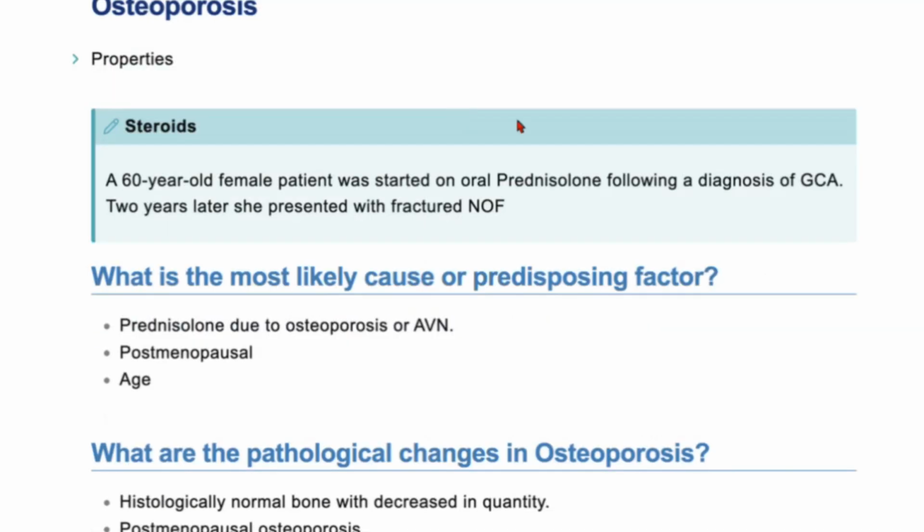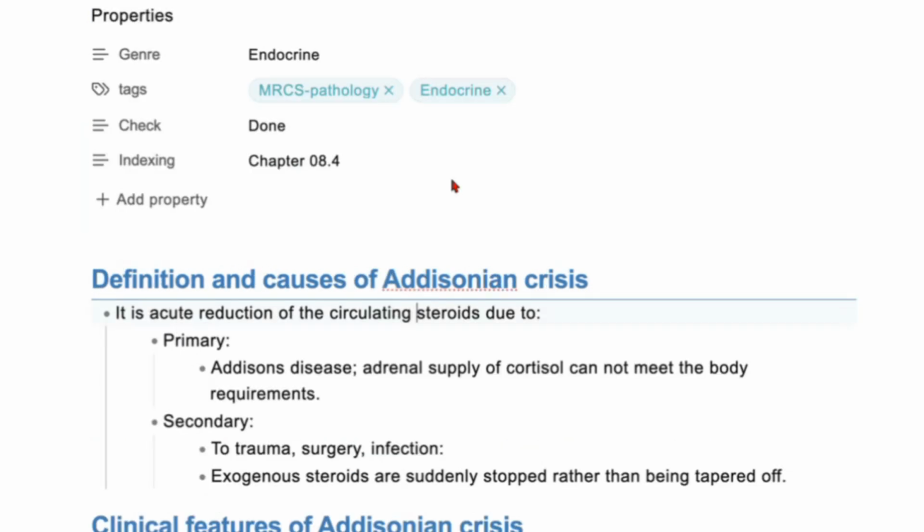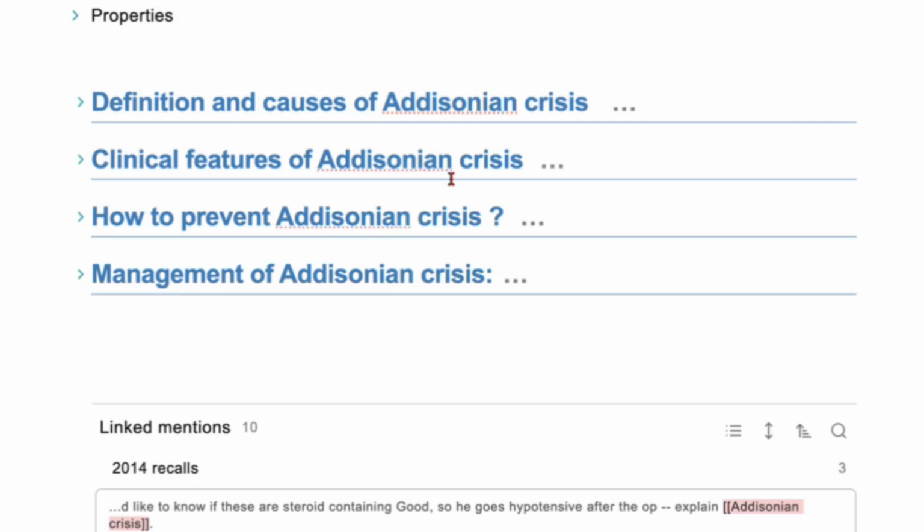All right, that's fine. So like I said, steroids can be linked to osteoporosis, and can be linked to Addisonian crisis, which we're going to talk about now. What's your definition of Addisonian crisis? Addisonian crisis can be defined as a reduction in the circulating steroids. The primary is due to Addison's disease, so this is due to a lack of adrenal cortisol secretion not meeting the body's requirements. The secondary can be due to trauma, surgery, or infection, but most commonly it's associated with stopping steroids acutely.